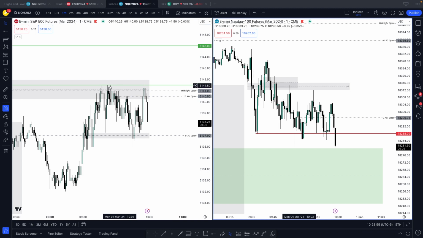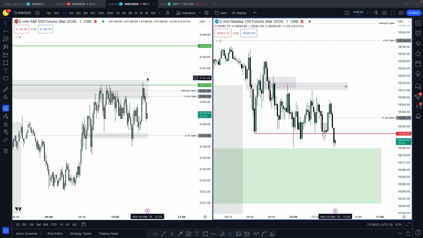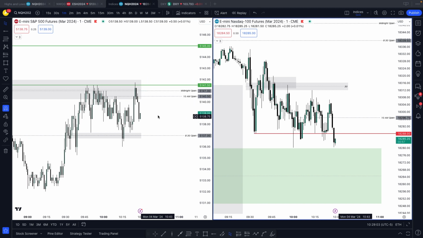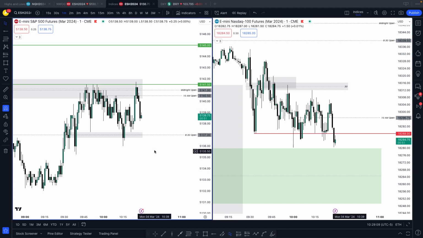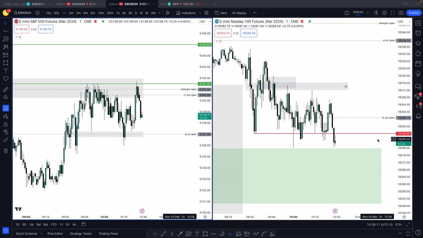Okay, and ES purged those highs above the midnight open, remained within the 30-minute SIBI. NASDAQ drawing lower. Let's see if ES will come off back toward these lows as well. You can see already the similarity between today's price action and what we saw on Monday, Tuesday, and Wednesday of last week.